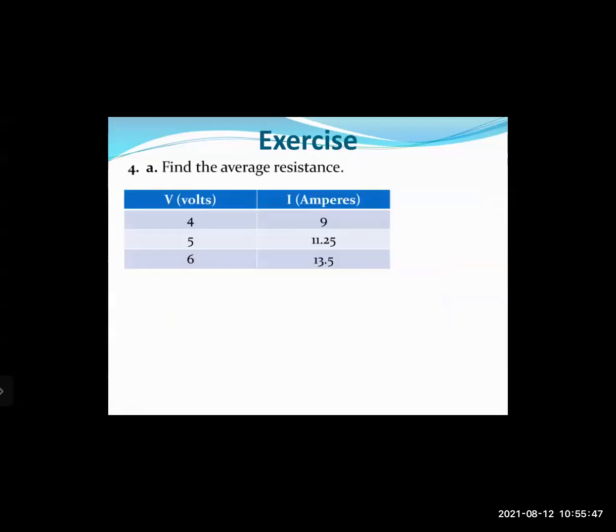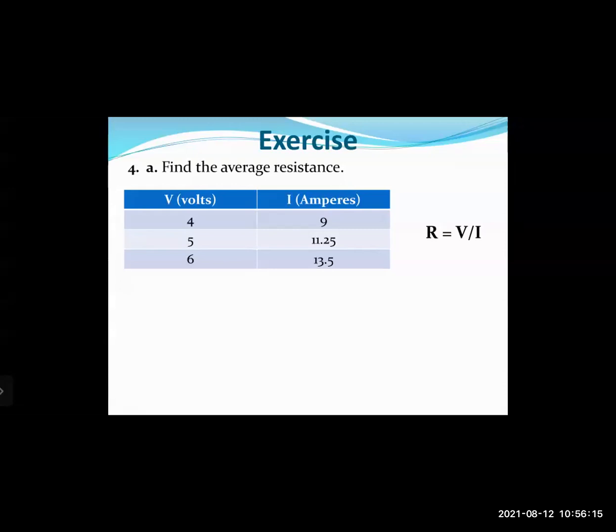Let us see what the questions are. The first question is to find the average resistance. Now, because you have 3 cases, we will have to calculate the resistance for all the 3 cases. We know Ohm's law, V equals IR. So R will be equal to V by I. We have just rearranged Ohm's law as per our requirement, so we have taken R equals V by I.